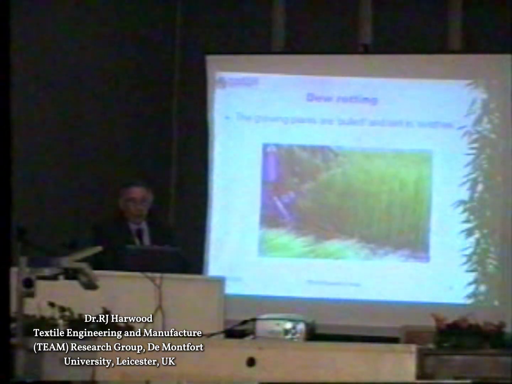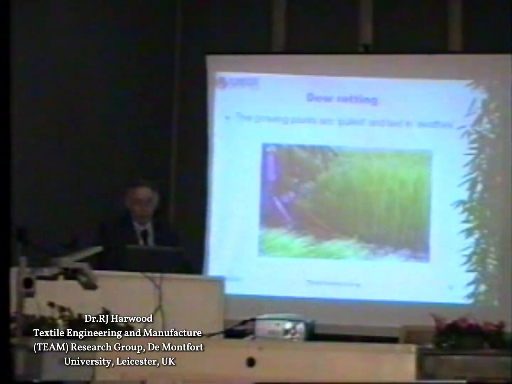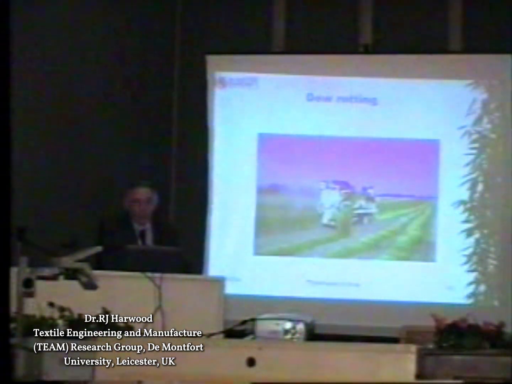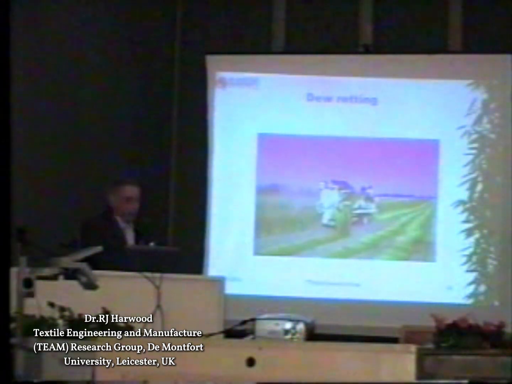Flax plants are pulled out with specialist equipment, which is relatively expensive. The fibre is laid in swathes, as you see in this particular photograph.